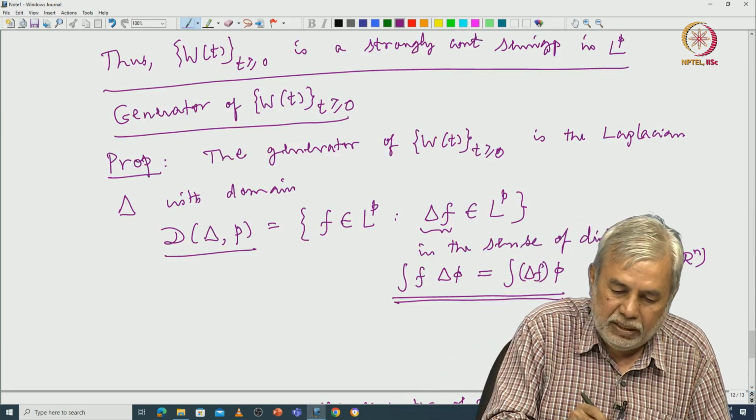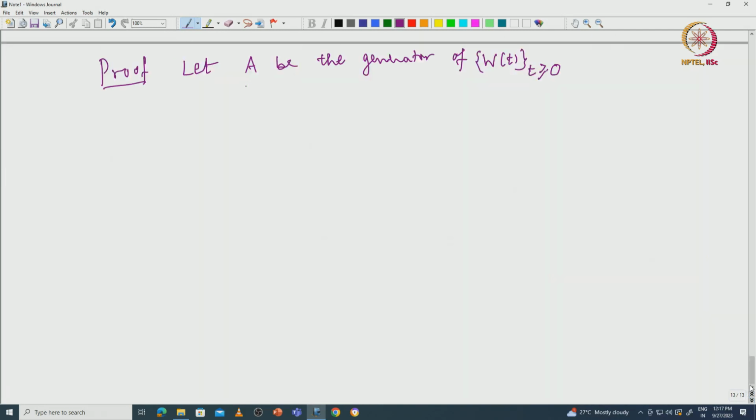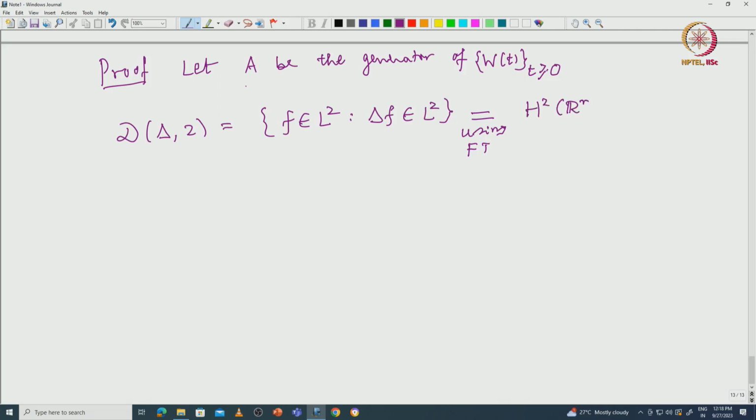Some surprises, or no, I should not say surprises, but certain things are not clear. Let me just comment on those things. So, D(Laplacian_2): this is f in L2 and Laplacian f in L2, in Rn. Just remember that. Using the Fourier transform, this equality, you can show that it is precisely H2 of Rn. Okay, so this is for p equal to 2.